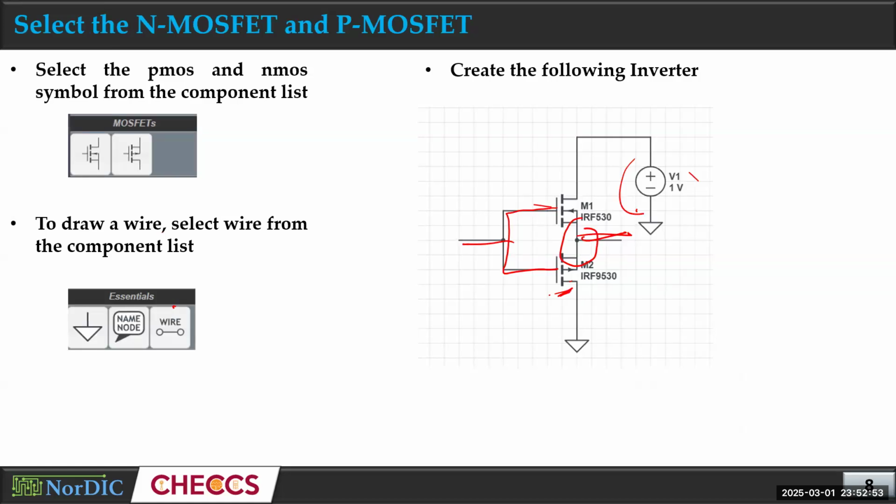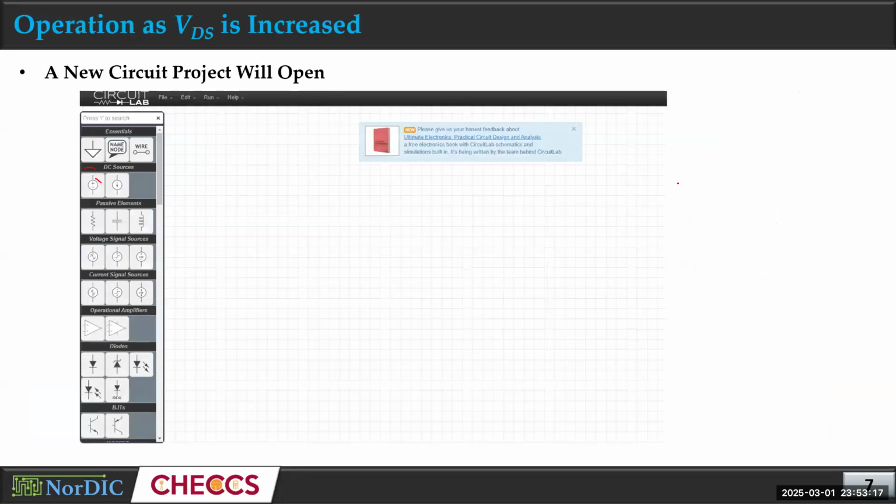Did you bring the voltage source, the DC source? Bring the DC source and connect that with the source of the PMOS. And then you'll also need a ground to connect with the voltage source, and you'll also need to connect a ground with the source terminal. So make this circuit that you see here. The ground is in the essentials, and the voltage source that you need is in the DC sources palette.